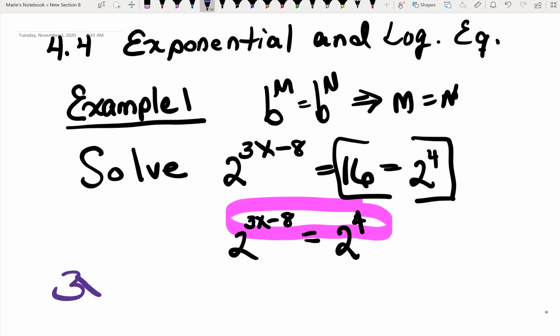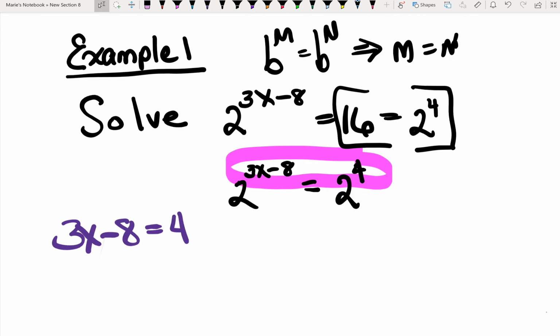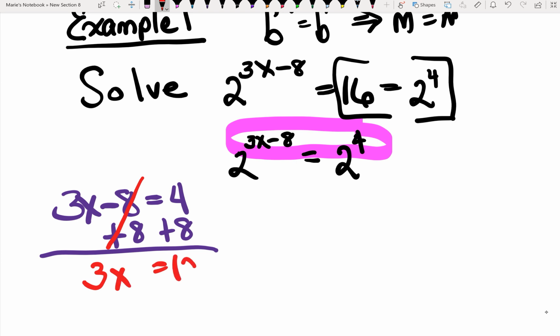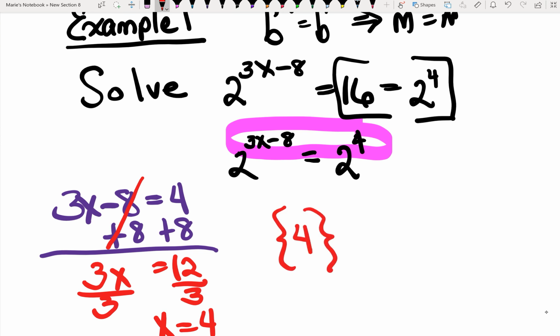So we take 3x minus 8, and that's equal to 4. If I add the 8 to both sides, notice that this is going to cancel. We're left with 3x is equal to 12. Obviously divide by 3 on both sides, and therefore x is equal to 4. And so in our example, x equal to 4 is the solution to this equation. So we would write it in set notation, and very simply stated, {4}.